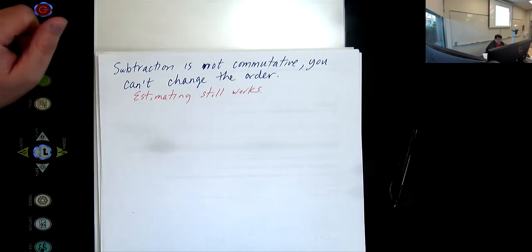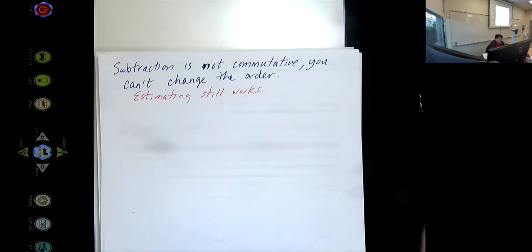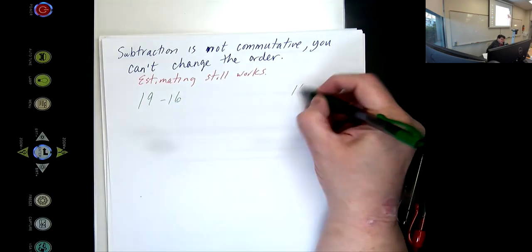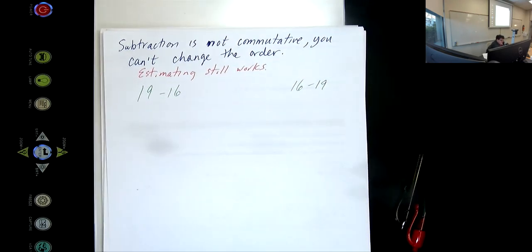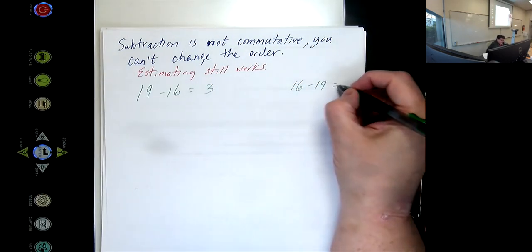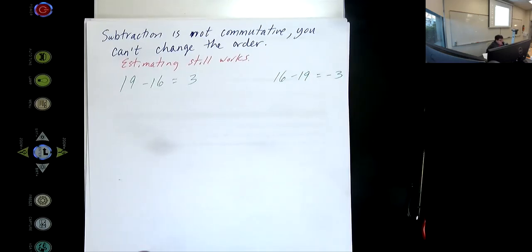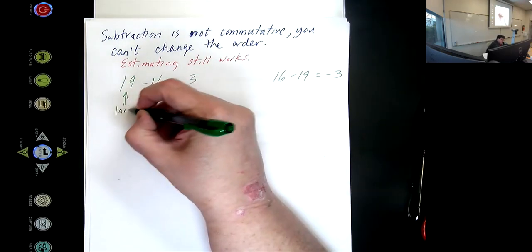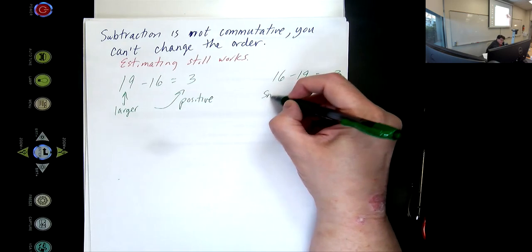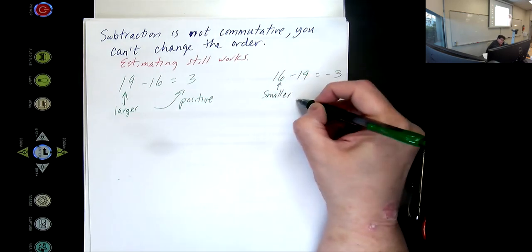I will show one other thing, just because it's helpful. For subtraction, the reason why I say they're different: 19 minus 16 is 3, and 16 minus 19 is negative 3. So if the number in front, the number you're subtracting from, is larger, your answer should be positive. Larger implies positive. If it's smaller, it implies negative.